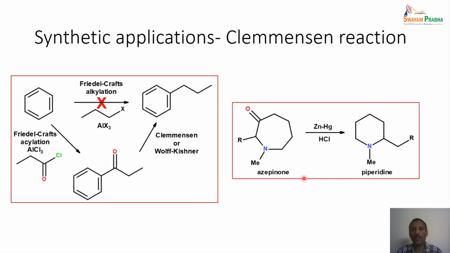And as I mentioned earlier, the amino ketones basically undergo rearrangement. Here what we saw is a ring contraction reaction. This particular azepinone derivative, when treated with zinc mercury amalgam and hydrochloric acid, produces the piperidine derivative as shown here. So this is a rearrangement reaction and a ring contraction reaction. These types of reactions are also possible using Clemmensen reduction conditions.